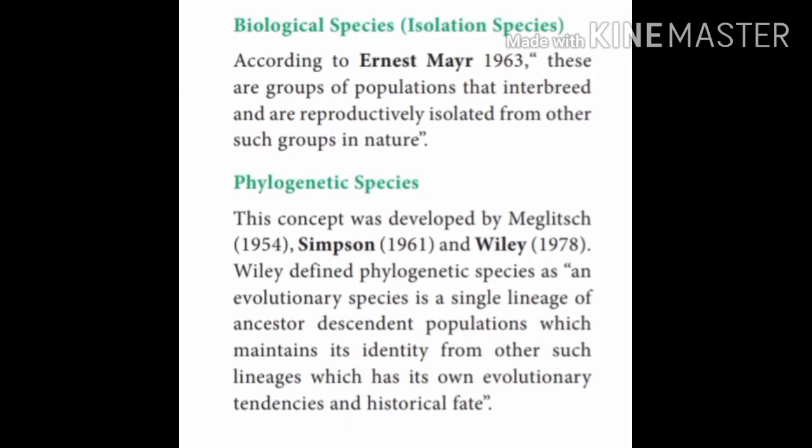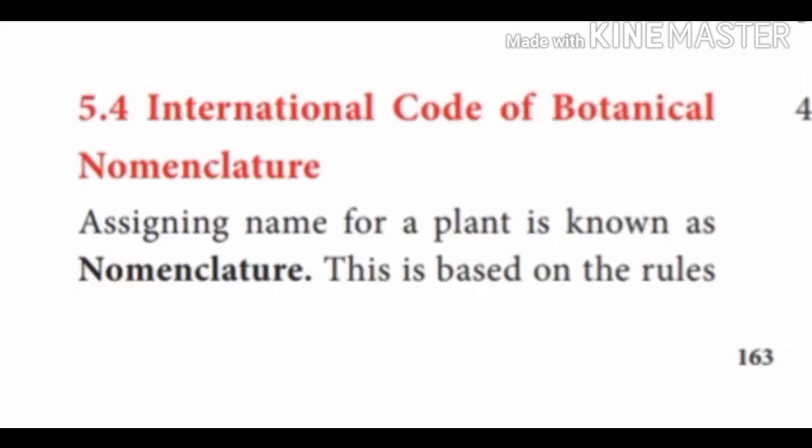They are groups of populations that interbreed and are reproductively isolated from other such groups. They are called biological species or isolation species. And the last one is phylogenetic. This species, an evolutionary species, is a single lineage of ancestral descendant populations, which has its own evolutionary tendency and historical fate. So these are the various types of species in which the organisms are grouped.